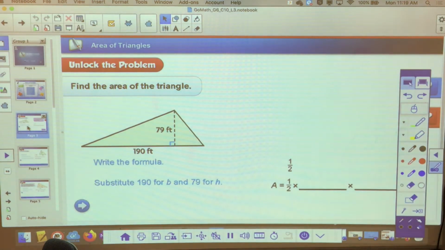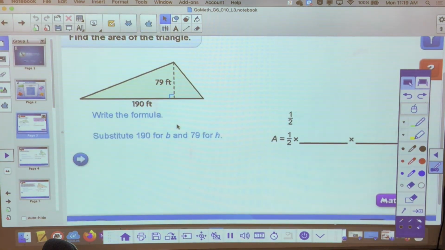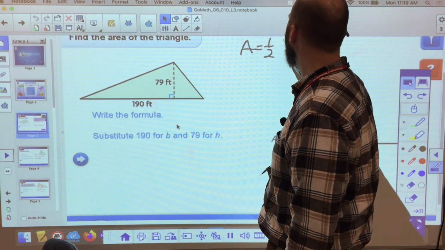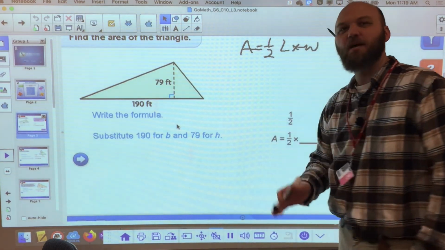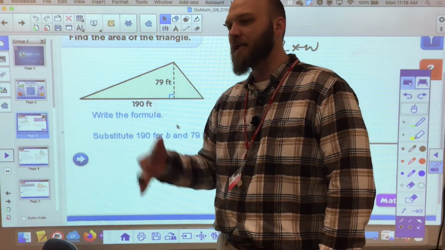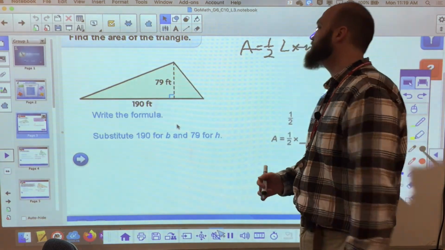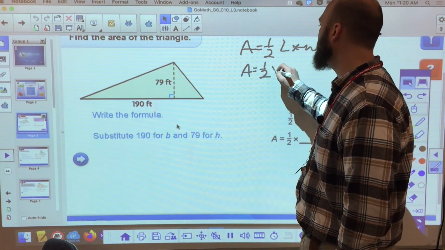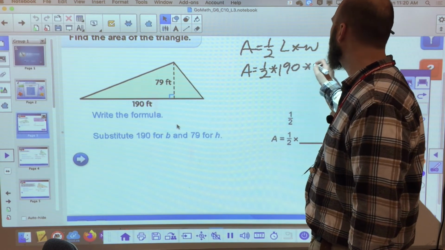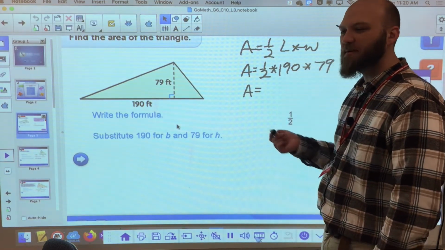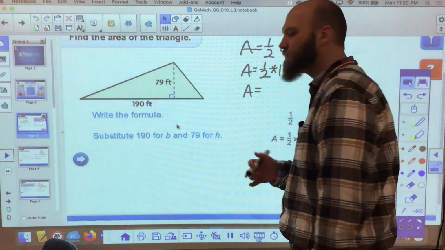First one, find the area of the triangle. I'm going to scoot it up so we can see it a little bit better. I know that my formula is area equals 1/2 length times width or base times height. You can use either. They're going to repeatedly refer to it as base times height, but I want to keep it simple and just have one formula we need to know. So I get area equals 1/2 times 190 times 79. So many people forget the 1/2 because they don't write out the formula.